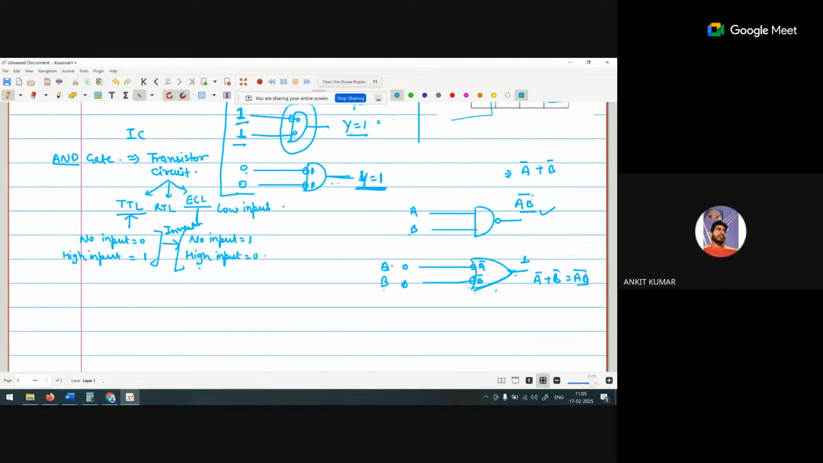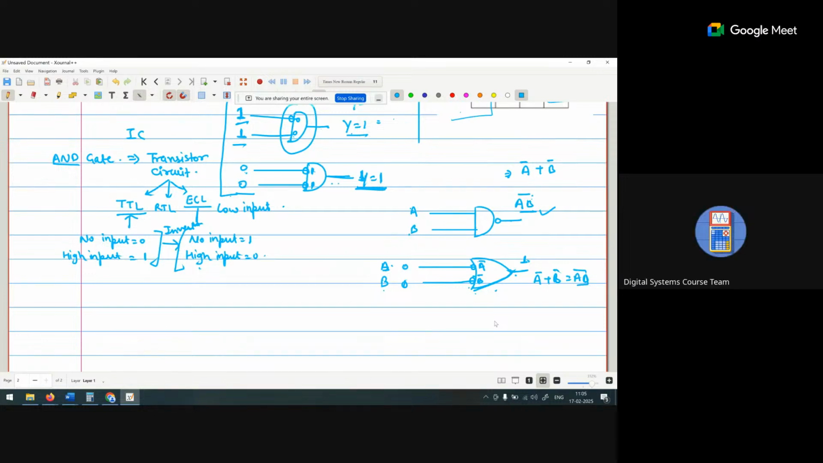So if the input has a bubble, it means we can use it as active low. It means we can use this OR gate with both properties instead of the NAND gate. Instead of the NAND gate, we can use this. But the basic NAND gate is like that.